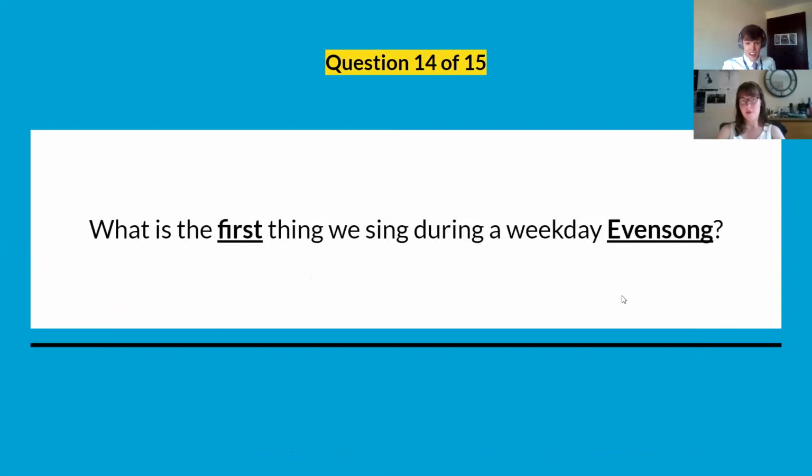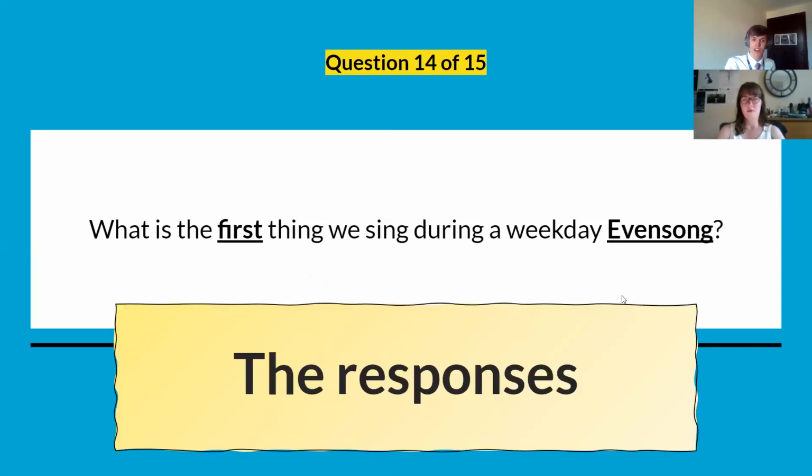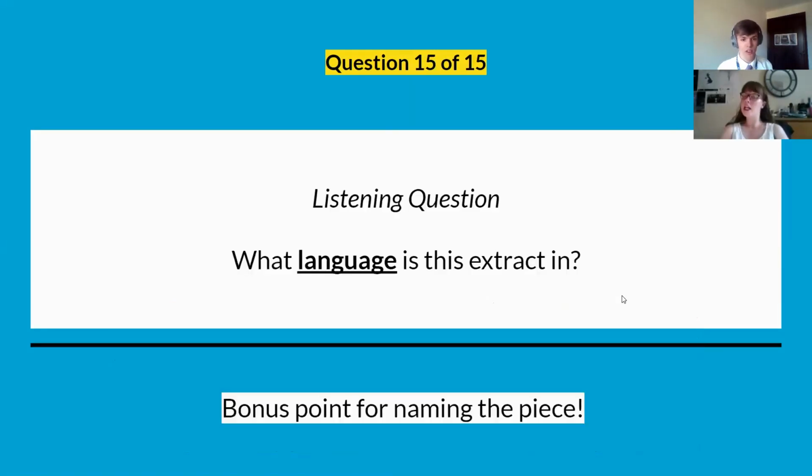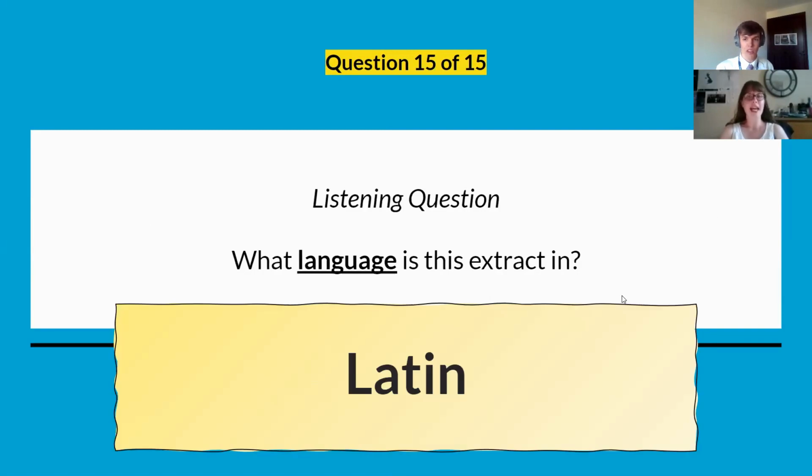Question number 14. So what is the first thing we sing during a weekday evensong? So the Tuesdays and the Wednesdays. It is, of course, the responses. Oh Lord, open thou our lips, that kind of thing. So question number 15, what language was the extract in? It was in Latin. And the bonus point for the name of the piece was Holst's Nunc Dimittis. So well done if you got that to have an extra point.